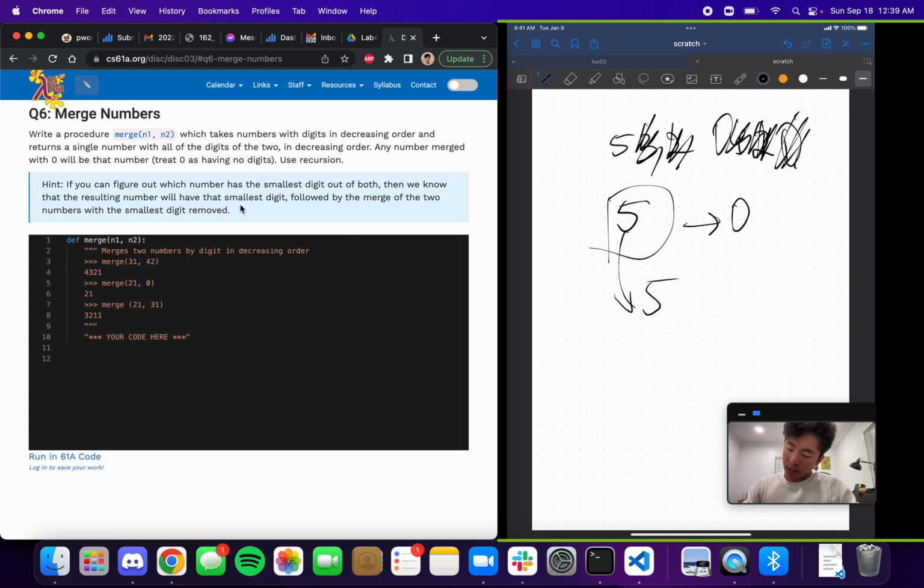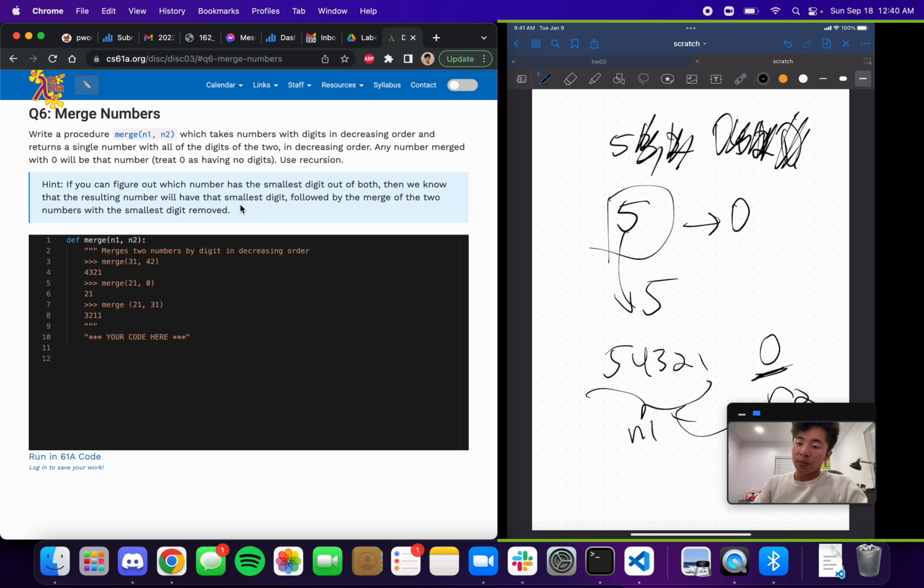Similarly, if I merge 5, 4, 3, 2, 1 and 0 together, there are no digits on this side, so we can just take n1 as it is. That's going to be one of our base cases. If n2 is 0, then we can just return n1, because there are no digits from n2 to merge in.